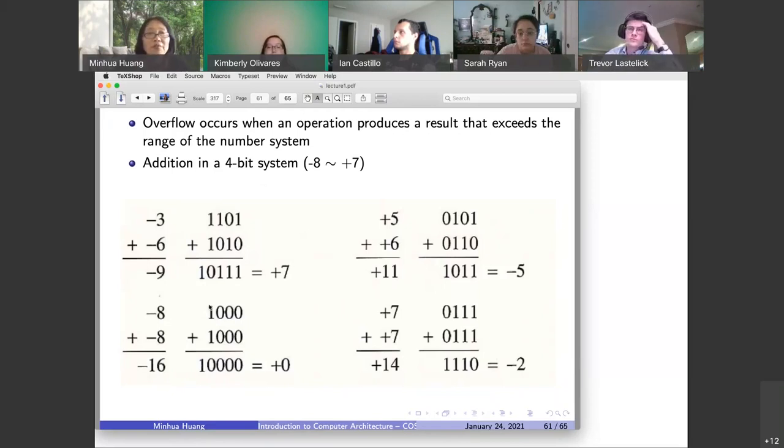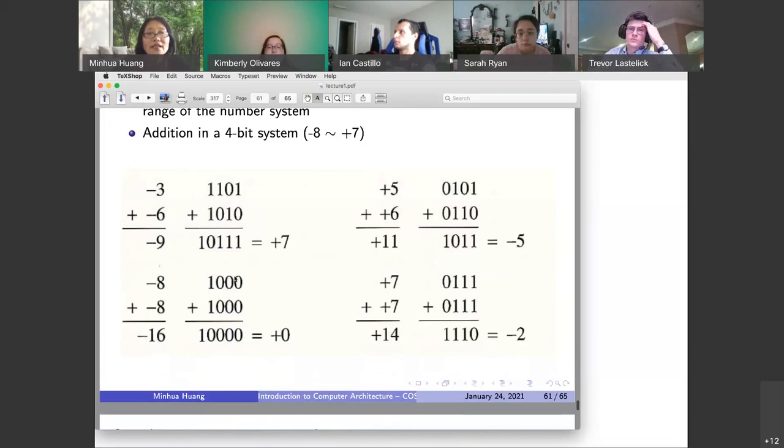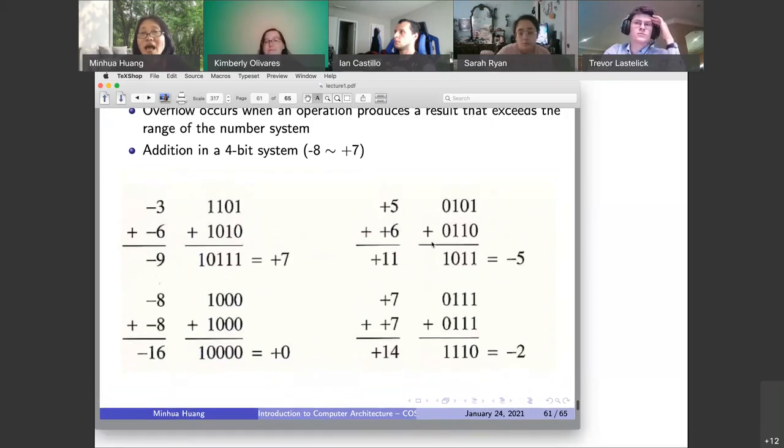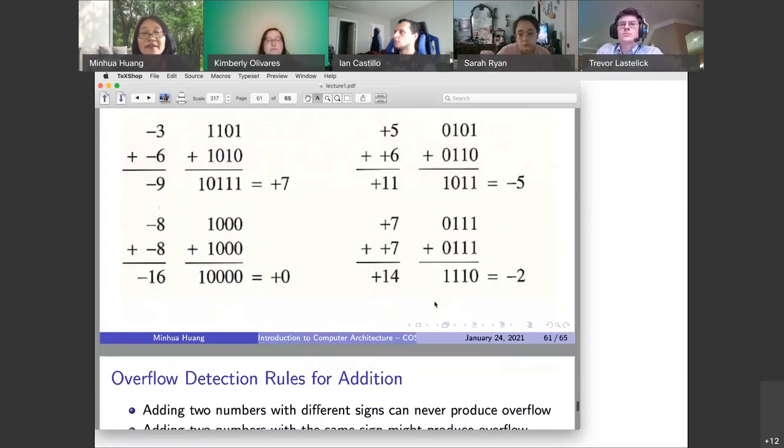Now for the second one, also negative 8 plus negative 8. With two's complement and addition, you get all zeros. So it is really not expected. These are all cases that are not expected. This means your system has overflow there. Okay, overflow.